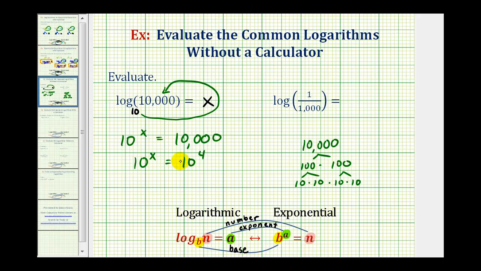A quick, easy way to determine the exponent here is to count the number of zeros. If we have 1 followed by 4 zeros, that's equal to 10 to the fourth. So if 10 to the x equals 10 to the fourth, meaning these are equal and the bases are the same, therefore x must equal 4, and therefore log 10,000 equals 4.